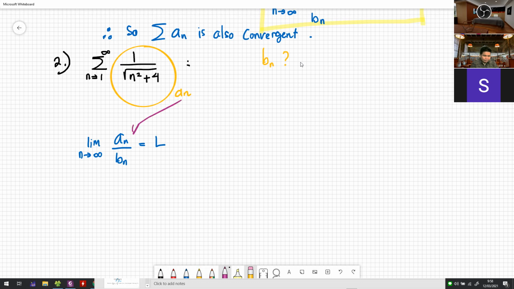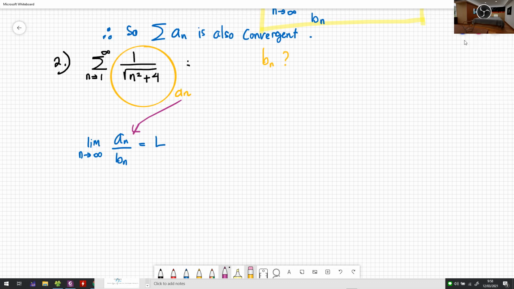Okay, this is the an. So what can we choose for the bn? Just try it. Is it 1, sir? The top 1? 1 what? 1 over n. Okay, power 1, because this is a root and here is a square, so actually the highest power is 1. We will use this one.